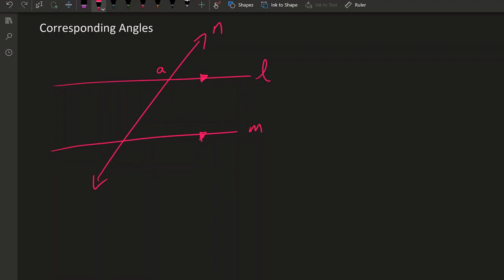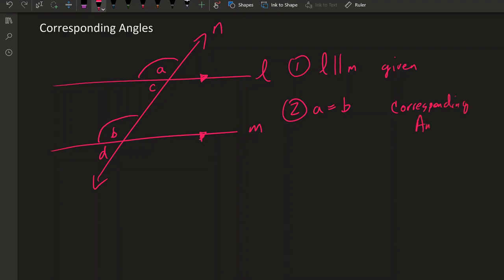So right here I would say this is A and this is B, or this is C and this is D. So the way this would work in a proof is I would first have to establish that L and M are parallel. So this only works if the lines are parallel. So I could say L is parallel to M, and that is given. And then I could say A is equal to B, so that would be this one and this one, because of corresponding angles.